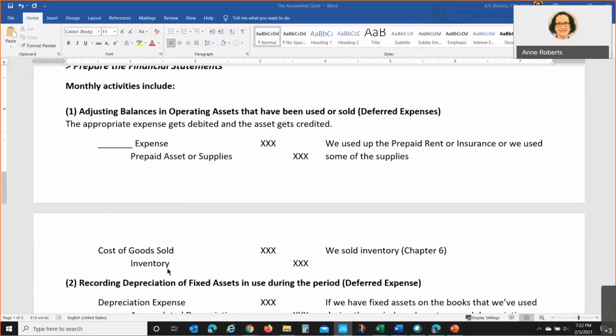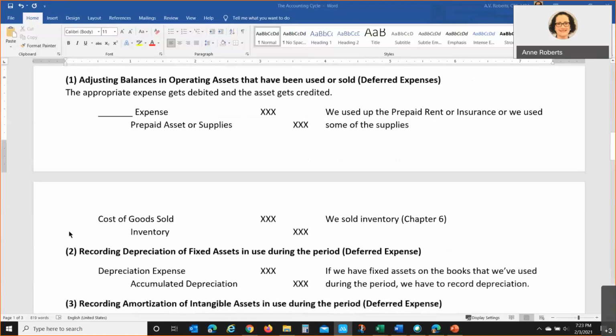If we sold inventory, and this one we won't get to until chapter 6, but if we sold inventory, we'd have to take it out of inventory, and that goes into a special expense account called cost of goods sold. But this is the one that we're dealing with in chapters 2 and 3. Actually, this is in chapter 4. My bad. Does that make sense? Yes. All right.